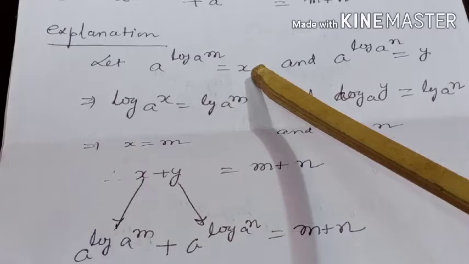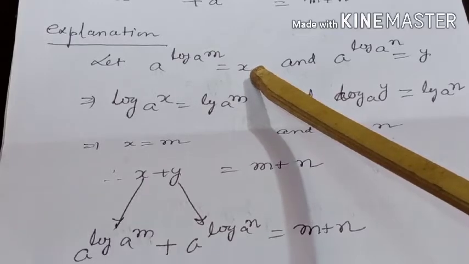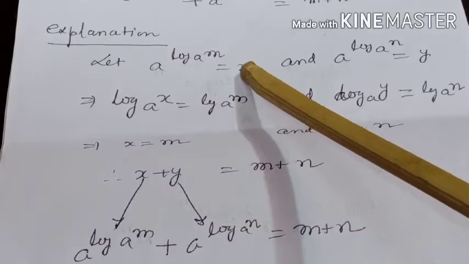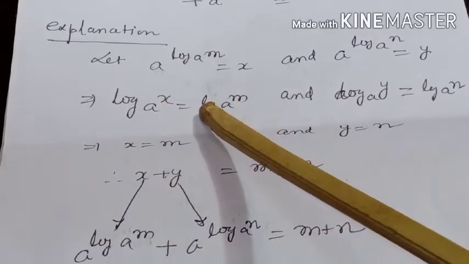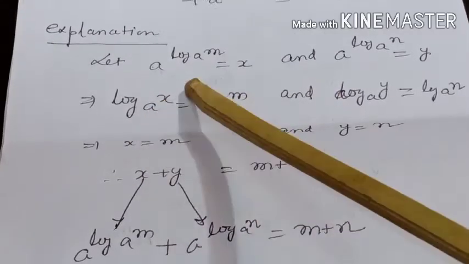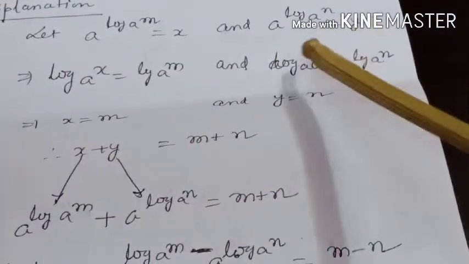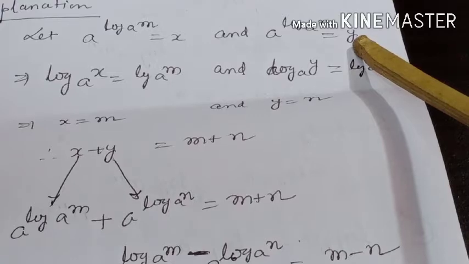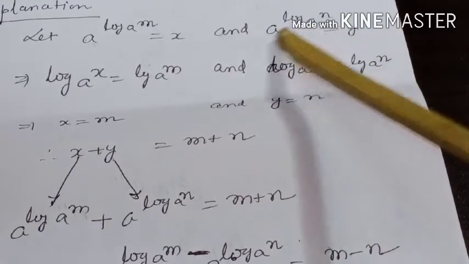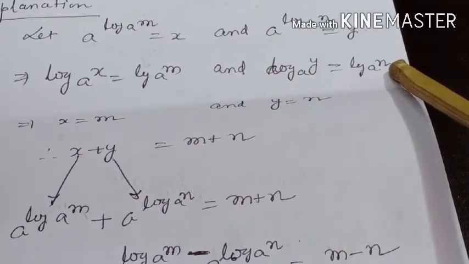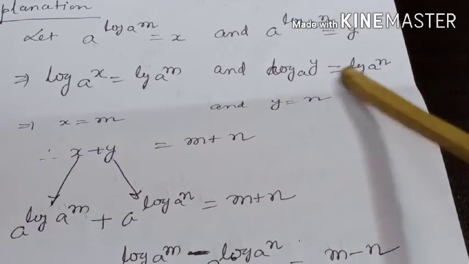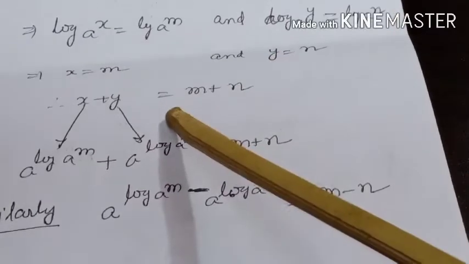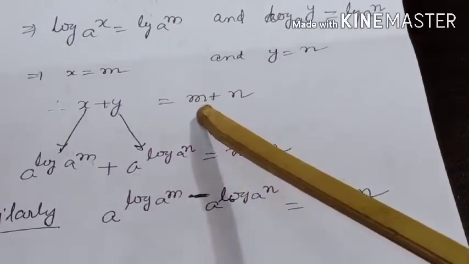We are converting it into exponential form. So log exponential form is given, and logarithmic form is converted. Log x to the base a will be log m to the base a, so x will be equal to m. Similarly, if a to the power log n to the base a is considered as y, then log y to the base a will become log n to the base a, so y will be equal to n. So if x and this y are added together, then x plus y will come out as m plus n.